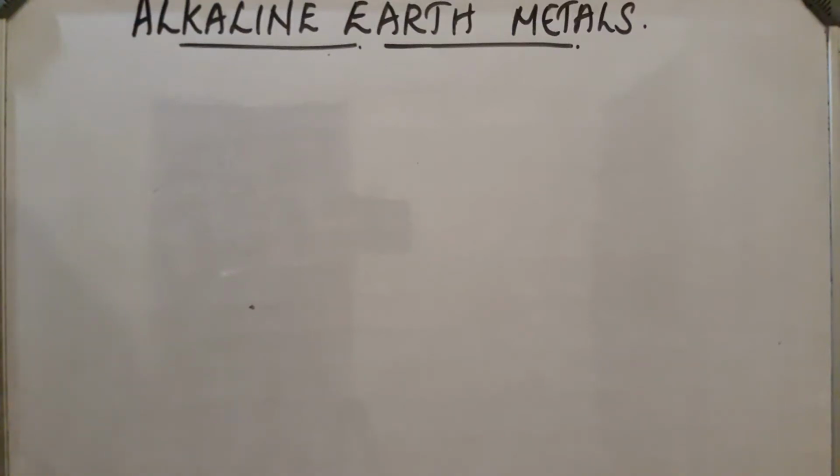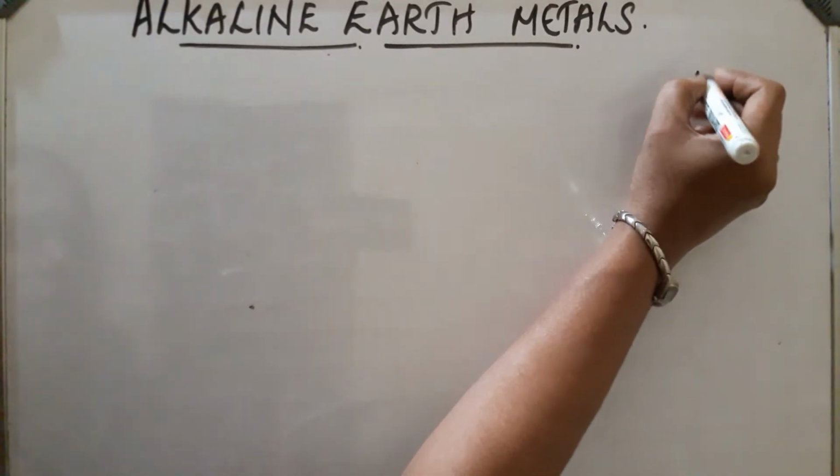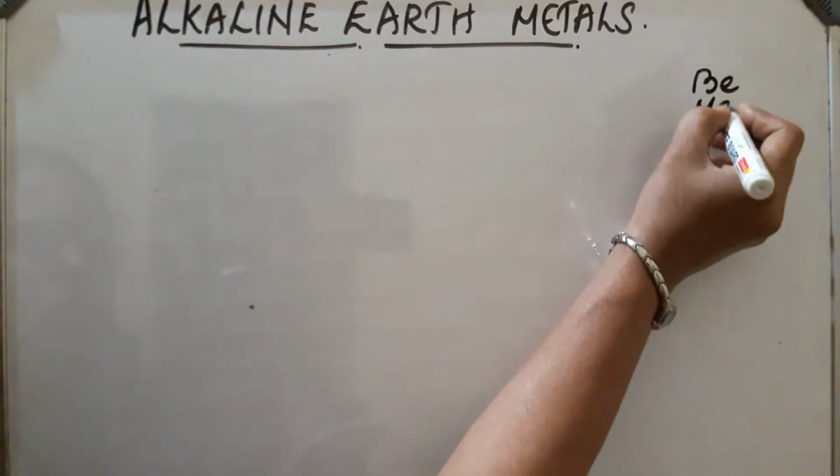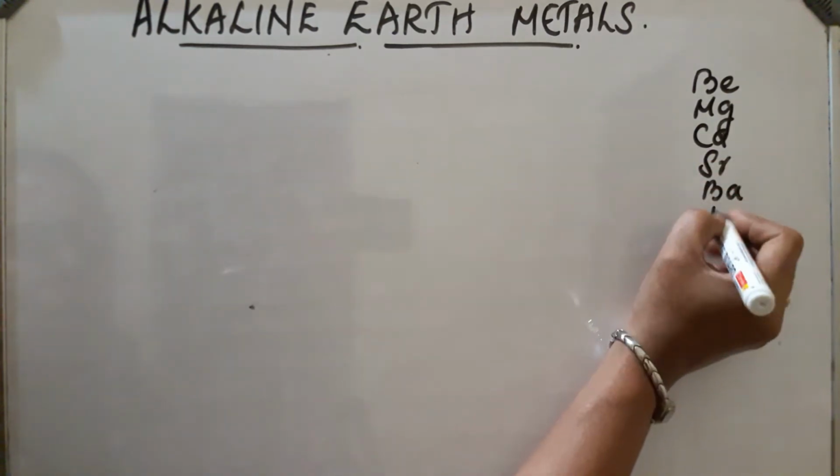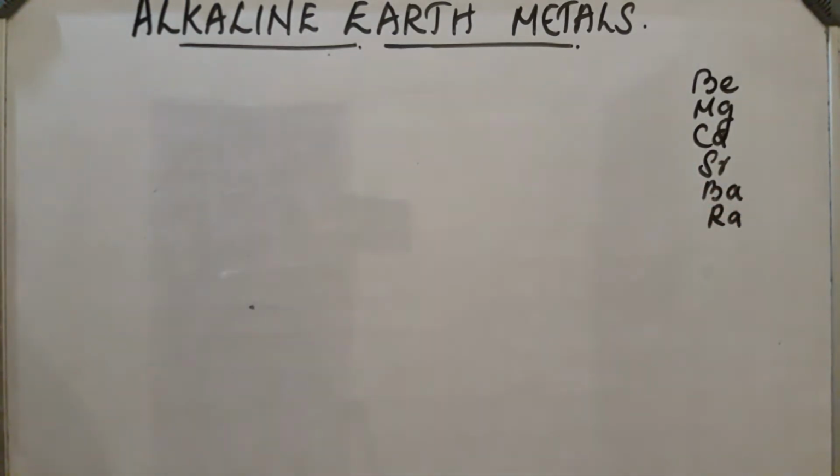Alkaline earth metals. Group 2 elements are called alkaline earth metals, and they are beryllium, magnesium, calcium, strontium, barium and radium. These are the elements present in alkaline earth metals, and they are alkaline in nature and they exist on earth, so they are called alkaline earth metals. Beryllium differs from the other elements in the group, and it shows a diagonal relationship with aluminium.